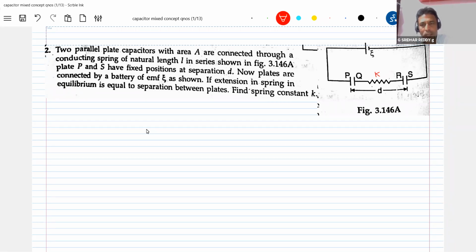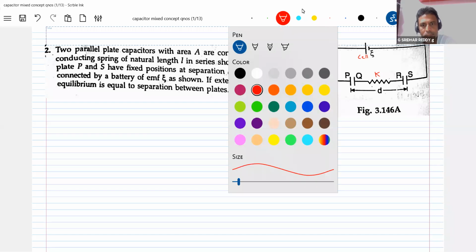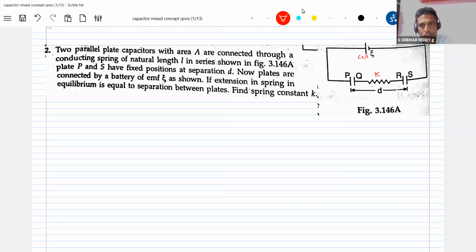So read the question once. This is a cell. There are two capacitors. Plates P and S are fixed, whereas Q and R are movable. This is the spring constant. Separation between P and S is equal to D. And this sentence is very important for us: the extension in the spring in equilibrium is equal to the separation between the plates.